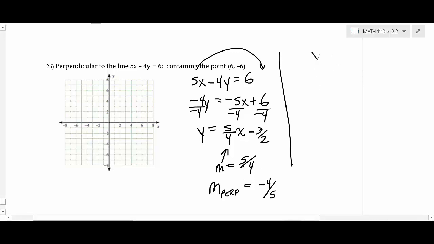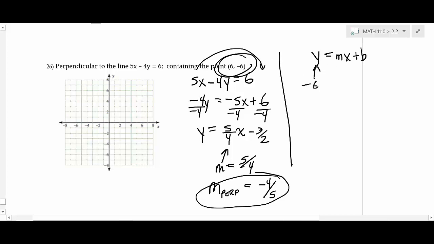So what we want to do then is you want to just have y equals mx plus b. See, we know that's going to be the slope of the perpendicular. We know that. That's part of what we're looking for. And then what do you do at this point 6, negative 6? Well, you just plug it in. So negative 6 goes there. The slope of negative 4/5 goes there. And then x equals 6 goes there. So when you put that together, you're going to have the equation negative 6 equals negative 4/5 times 6 plus b like that. Solve that equation for b, then you can put it together and get your answer.